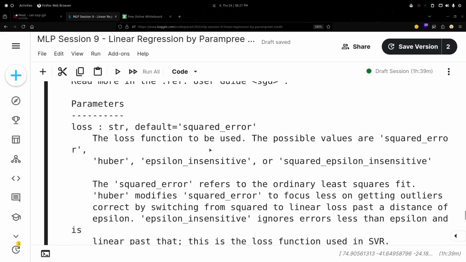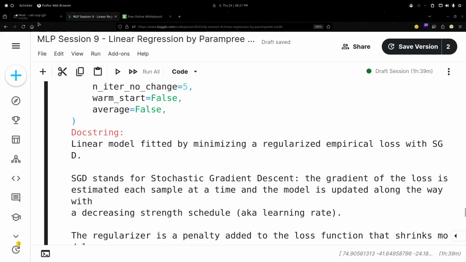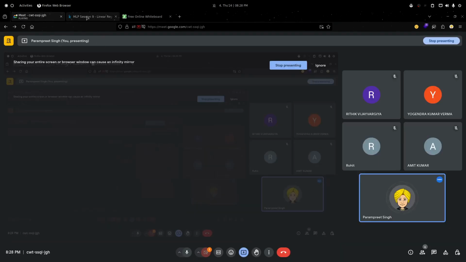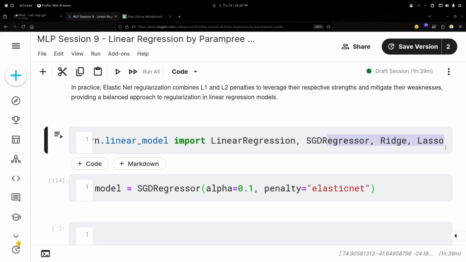If we see here in the penalty, we have L2, L1, elastic net, and none. So the penalty is the regularization term, defaults to L2, and then L1 also. Elastic net basically takes both of these, both L1 and L2. Okay, and this is the regularization. This is how you can use these parameters.